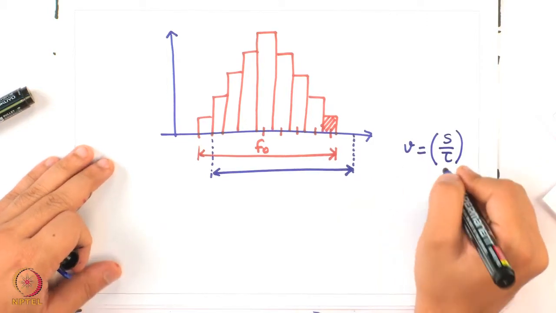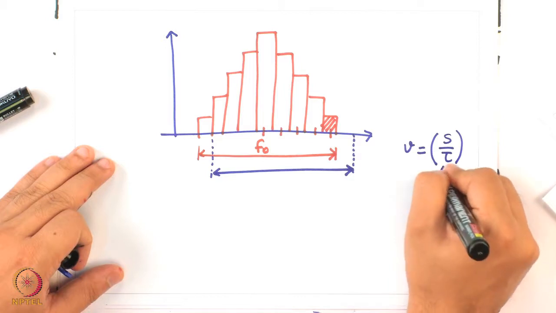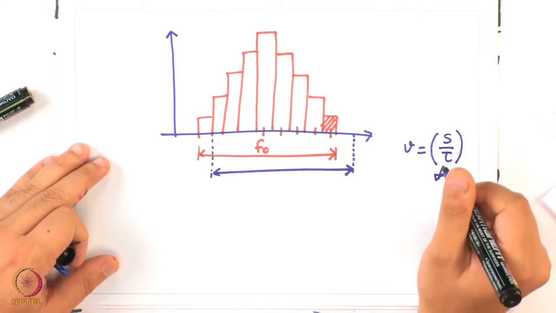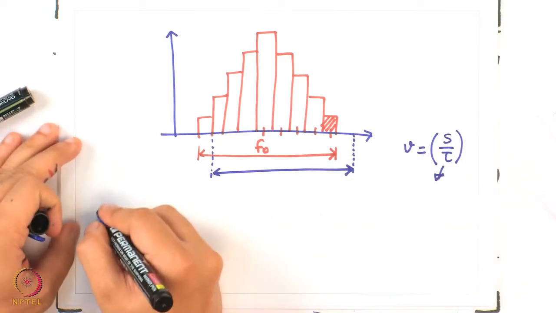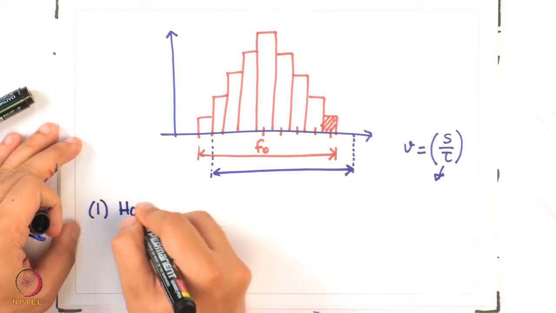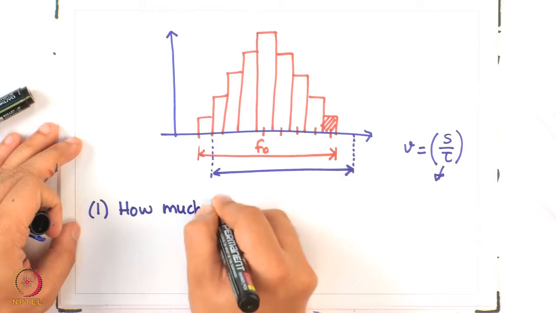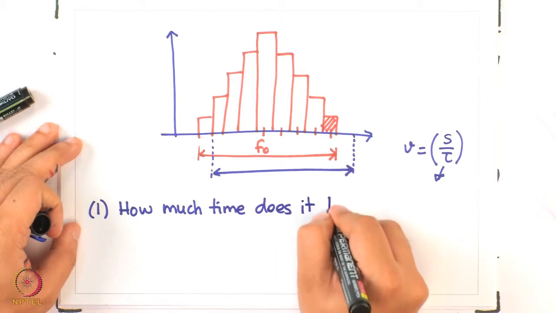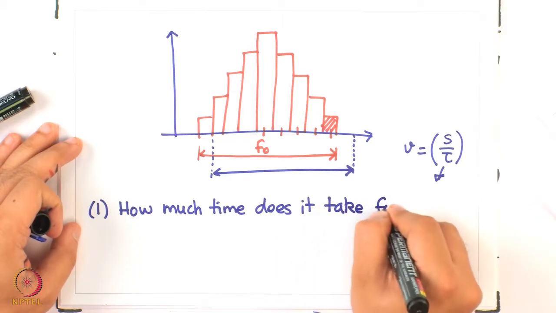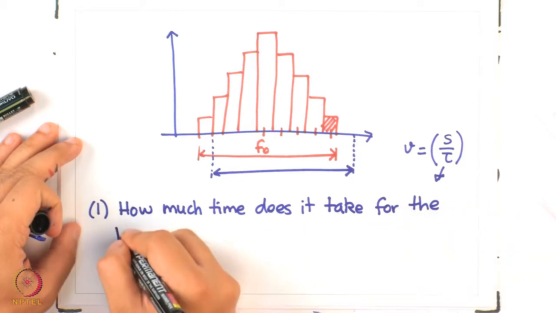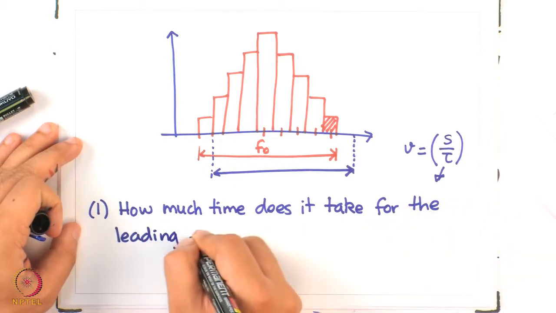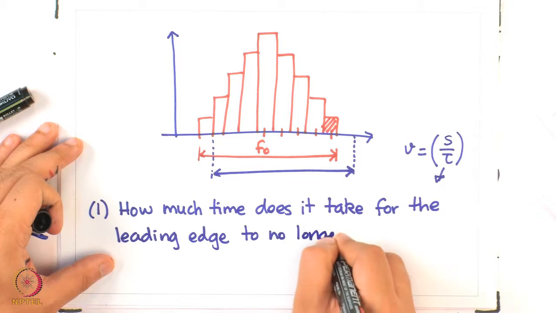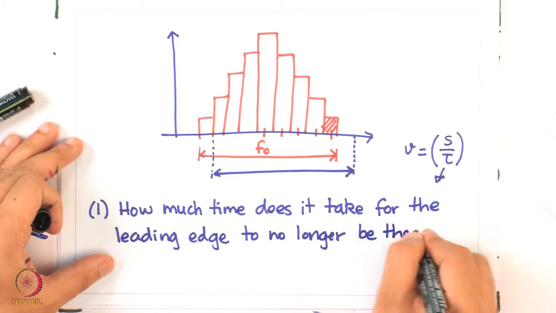But can we comment on this tau? What we are going to do is comment on the value of this tau in a couple of different ways. The first way that we will comment on tau is: how much time does it take for the leading edge to no longer be the leading edge?